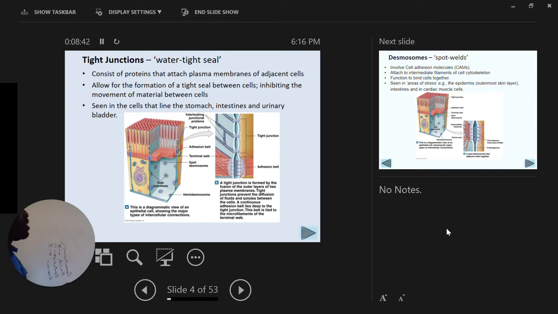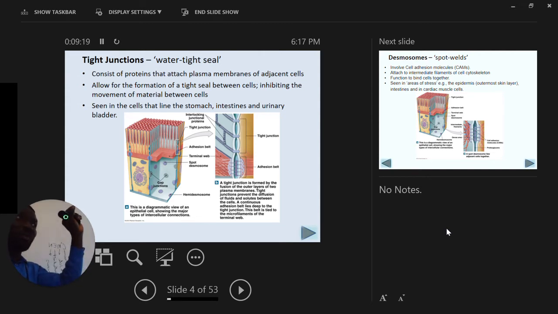Now, we call them watertight seals. They consist of proteins that attach the plasma membranes of adjacent cells, and they allow for formation of a tight seal between the cells. So it's a tight seal connection between two cells. Don't forget, if you break it down, tissues are cells that come together. What connects the cells together? We are looking at the first one. The first one is the tight junction, right?